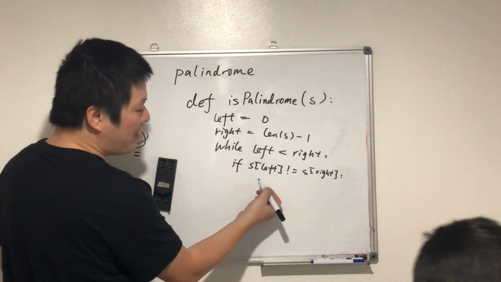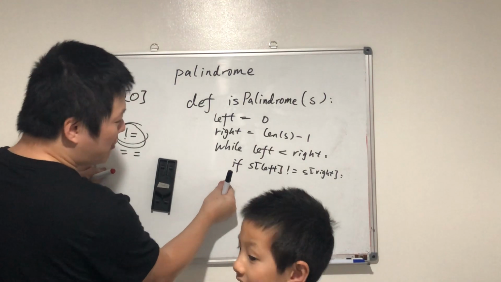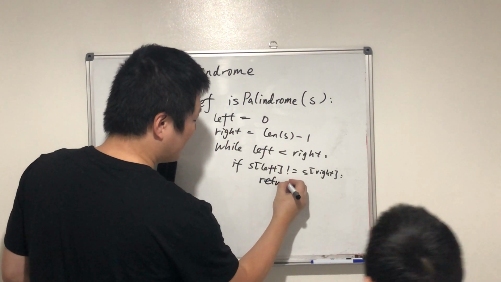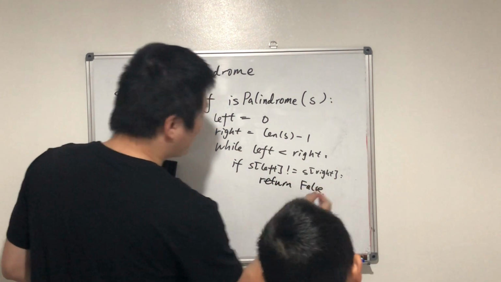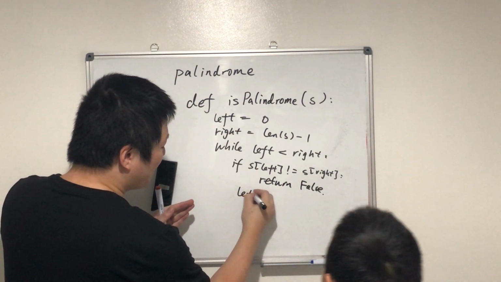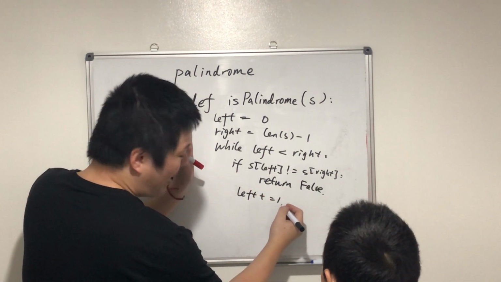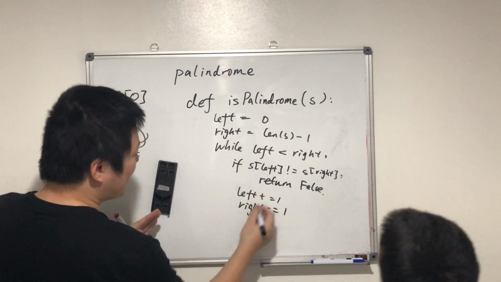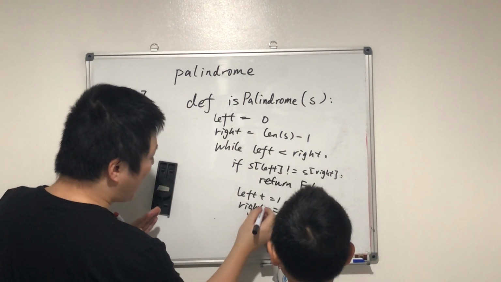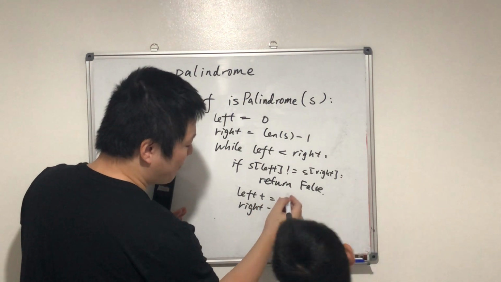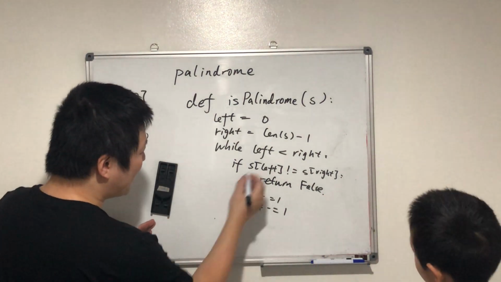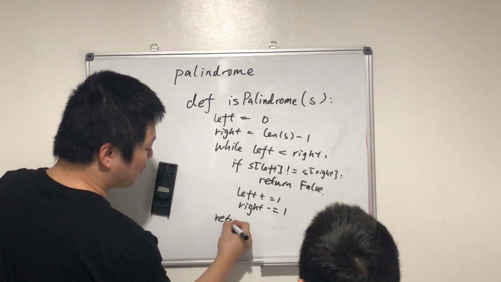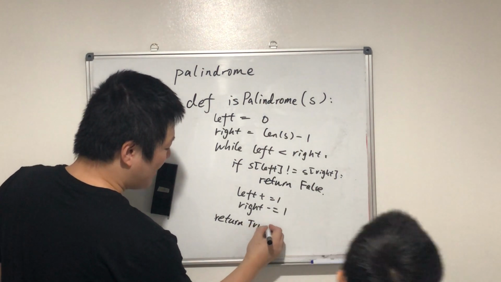Look, if the left character is not equal to the right character, what should we do? It's not a palindrome, right? Then return false. Otherwise we need to move the left to the right and the right to the left: left will be incremented by 1, right will be decremented by 1. If they meet in the middle, return true, because we found that it is a palindrome.